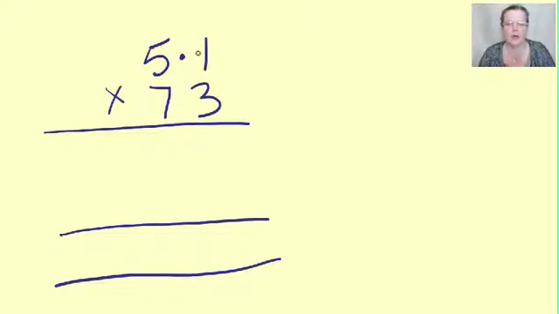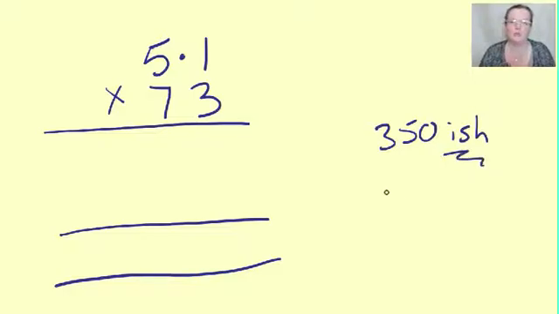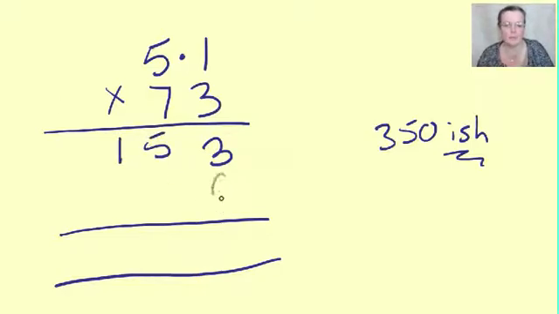It's brilliant. We're looking for an answer of roughly 5 times 70, which would be about 350-ish. That all-important ish. Off we go. Now remember, ignore the decimal and we'll sort it out at the end. 1 times 3 is 3. 5 times 3 is 15. Now we'll put down the naught.